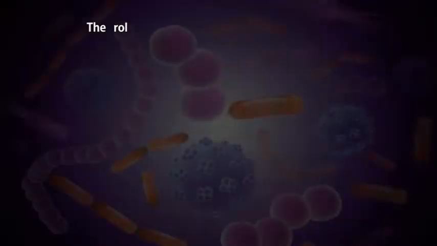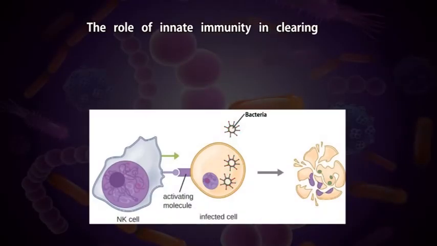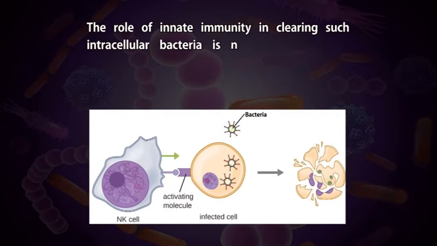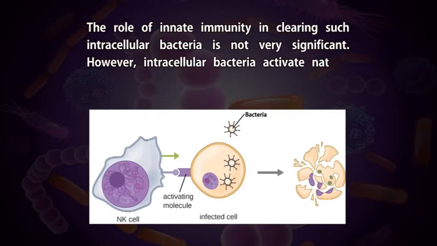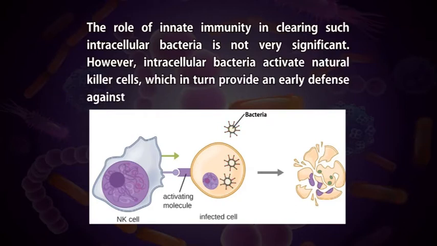When a bacterium infects a host cell, it establishes itself within the host cell. Such intracellular bacteria cannot be easily eliminated. The role of the innate immunity in clearing such intracellular bacteria is not very significant. However, intracellular bacteria activate natural killer cells, which in turn provide an early defense against intracellular bacterial infections.